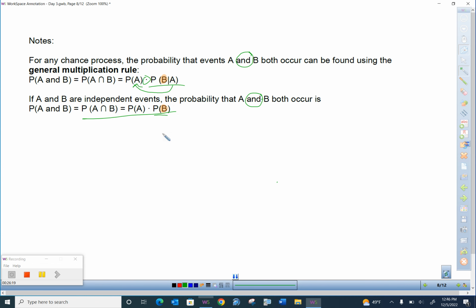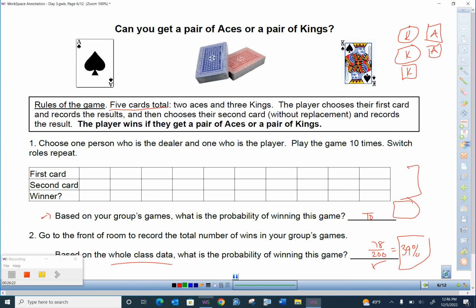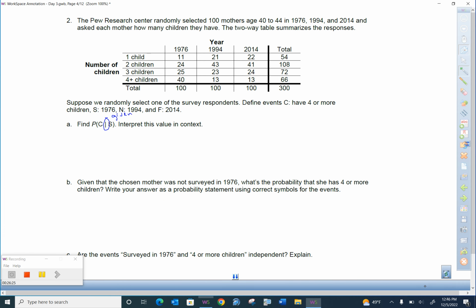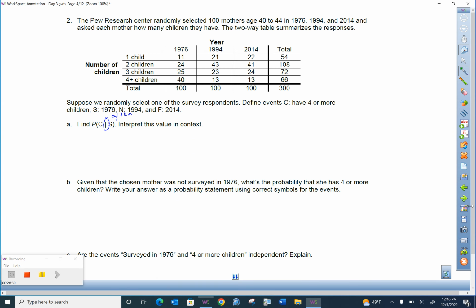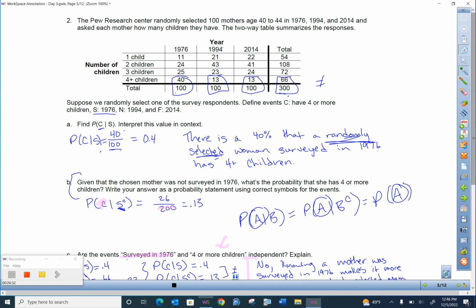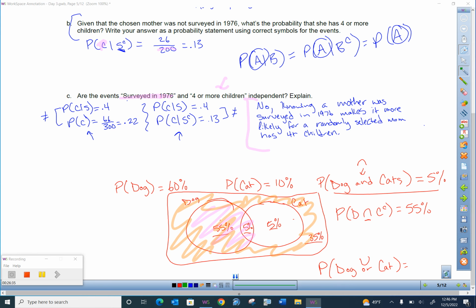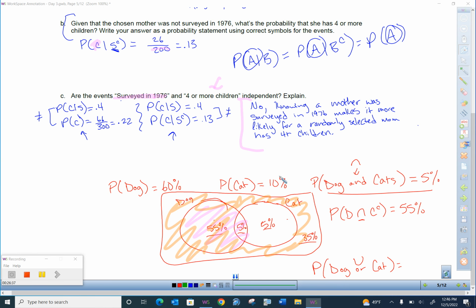If we're given the cat and dog situation that we practiced, let me go back here. Events are independent if, the probability of A times the probability of B is equal to the intersection. So here, if we wanted to test whether owning a dog or owning a cat were independent events, we just take our 0.6, probability of A, times our probability of B, which was 0.1. And then we compare it to the intersection, which was 0.05.